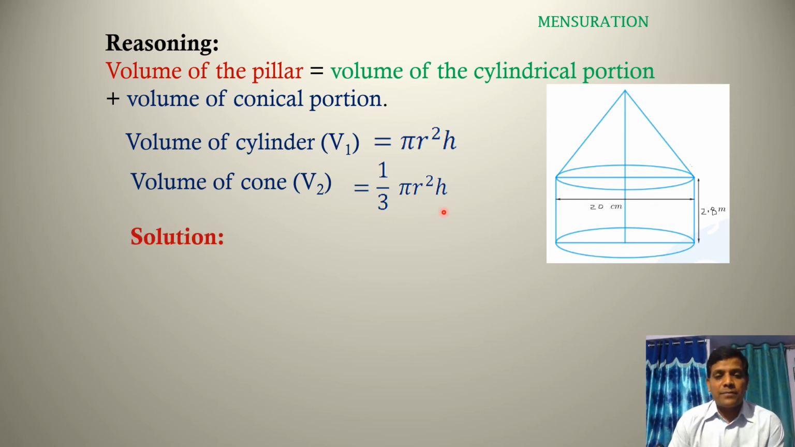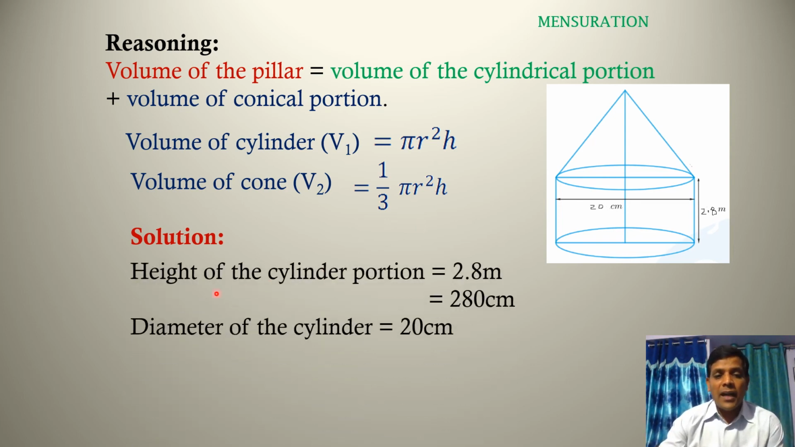Next one, solution. Write down the given data. Height of the cylindrical portion: what is the height of the cylinder? 2.8 meters. 1 meter equals 100 centimeters. So 2.8 into 100, we get 280 centimeters. 2.8 meters is written as 280 centimeters.